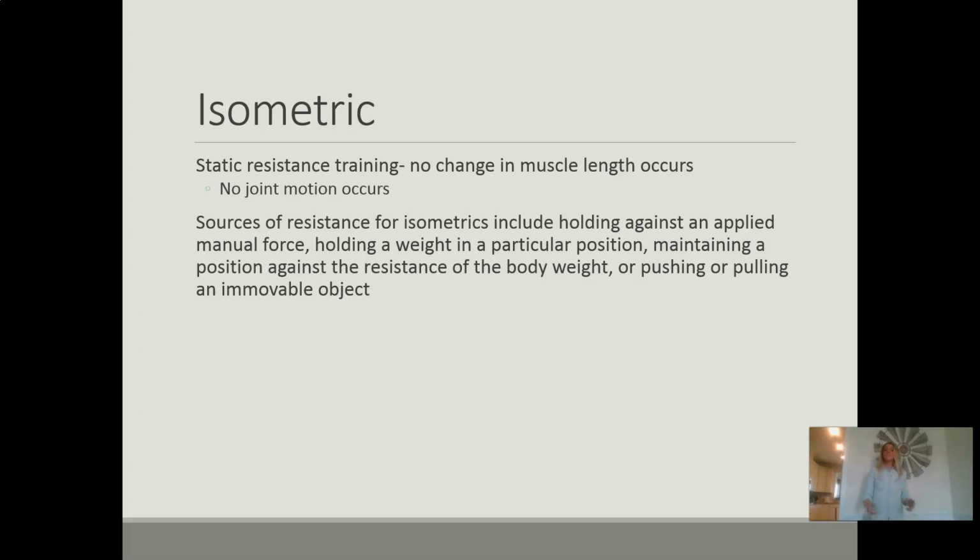Another way to do isometrics is to have a person hold a weight. I don't have a dumbbell with me, so we're going to pretend this pen is a dumbbell. If I stand here with a dumbbell in my hand and my elbow bent at 90 degrees, this is an isometric contraction of my bicep. Okay, my bicep is contracted. It's not changing length right now, but it's holding a weight in my hand. So that would be an example of an isometric bicep contraction.